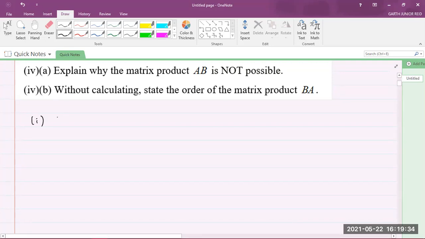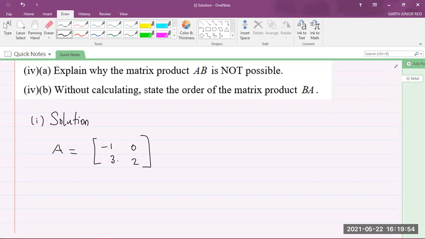Part one, solution. We know that the matrix A is equal to negative 1, 0, 3, 2. This is what we call a 2 by 2 matrix because this matrix has 2 rows and 2 columns, and we need to find the inverse of this matrix. Now, when you're finding the inverse, there are 2 things that you need to figure out. We're going to figure out the determinant of the matrix. The determinant of the matrix is just a number associated with this matrix.